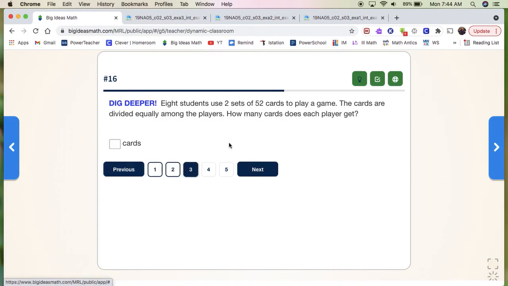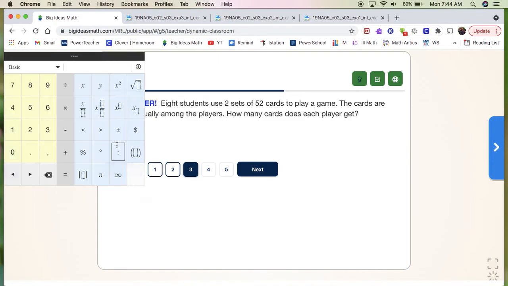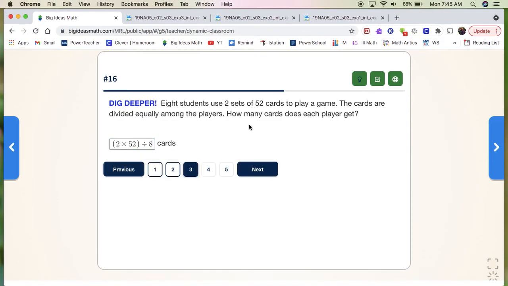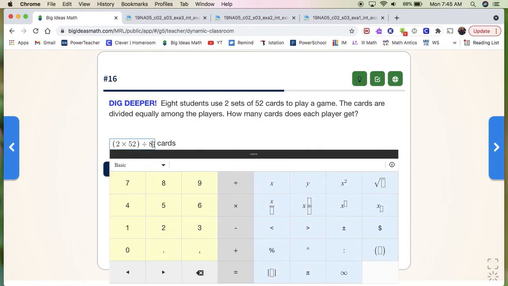All right, so let's go a little bit deeper. Now we're going to be thinking about some division here. We have 8 students that are using together 2 sets of 52 cards to play a game. The cards are divided equally among the players. Now obviously we know we've got division going on. How many cards does each player get? So first we're going to start with the idea we have 2 sets of 52. So that's how many cards we have. And then we're going to take those cards and divide them among the 8 students. And that's going to tell us how many each student gets.